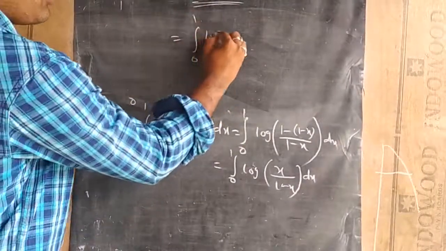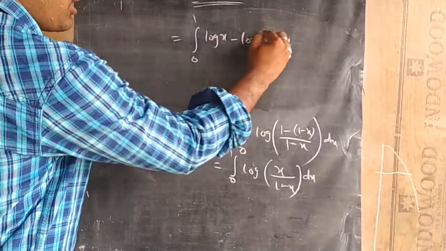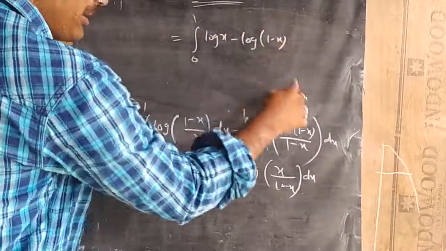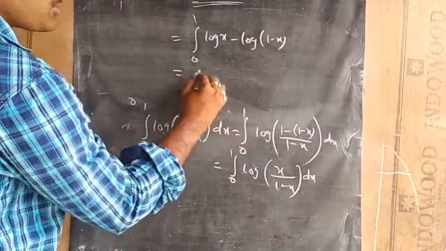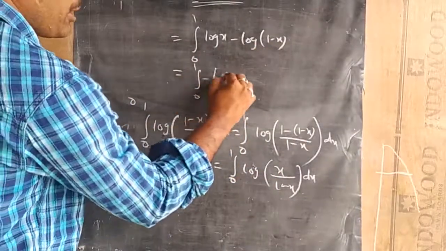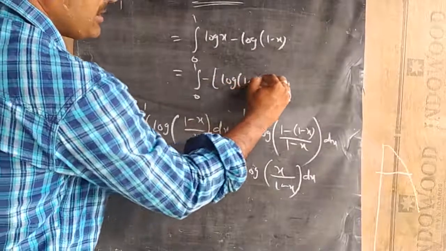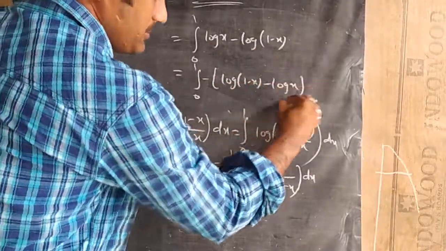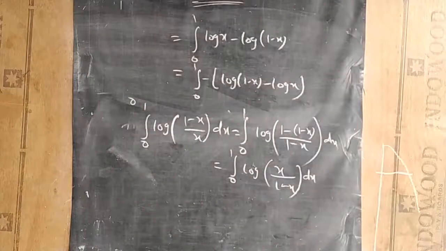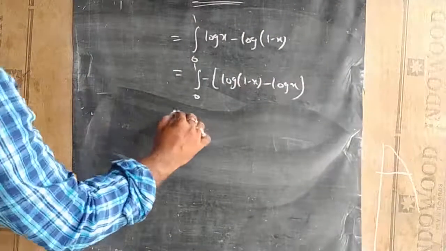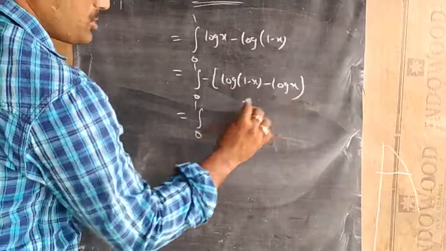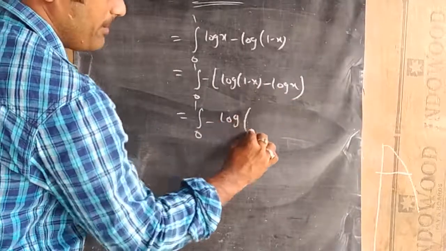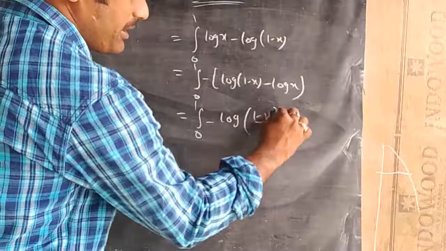Integral 0 to 1 log x minus log of (1 minus x), log a minus log b, log a by b, right? Log a minus log b. We can take minus common here. Minus, if I take common, it will become log of (1 minus x) minus log x. See here, this will become integral 0 to 1, log a minus log b can be written as log of a by b. That is (1 minus x) by x.